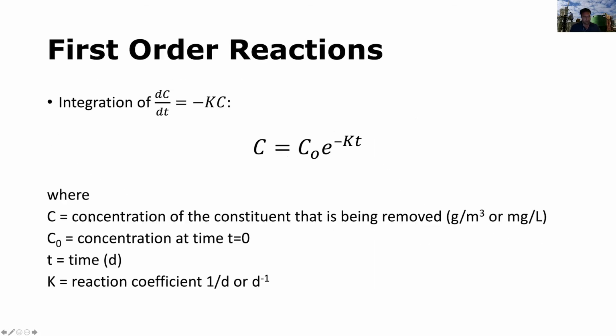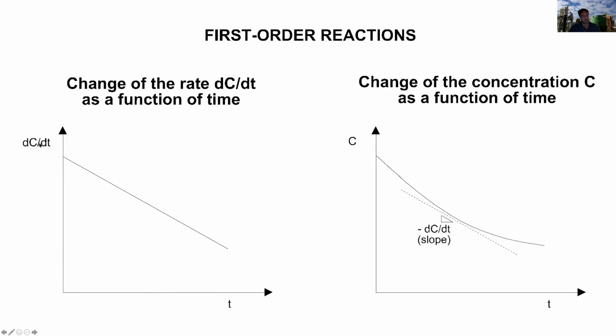One thing to note here is that the reaction coefficient has the units 1 over time. Typically, if time is in days, it would be 1 over days, or days to the negative 1. So if we plot dC over dt with respect to time, instead of a flat slope of 0, we get a decreasing slope. If we plot the concentration with respect to time, we get an exponential curve, where the slope at any given point is equal to negative dC over dt for a first order reaction.